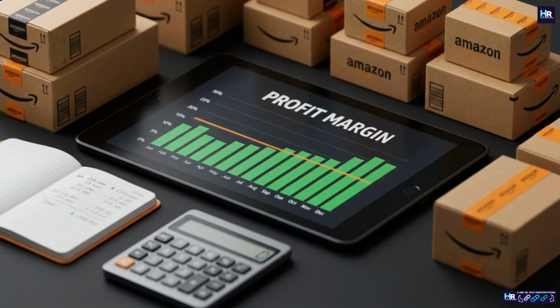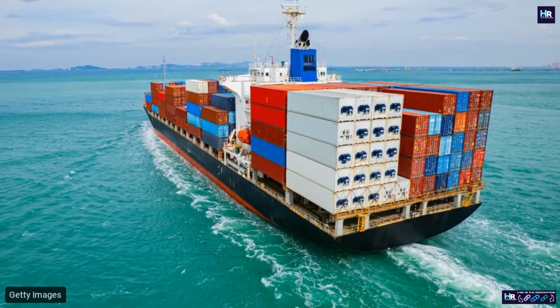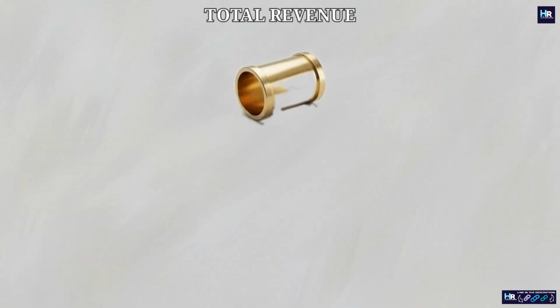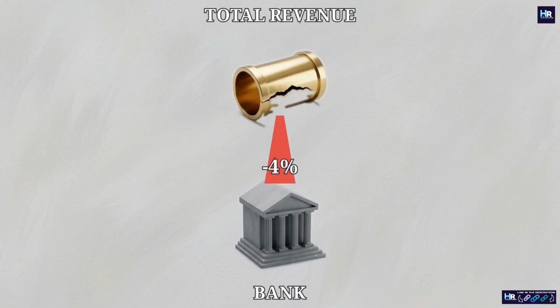You might calculate your product margins down to the cent to ensure your Amazon FBA business remains profitable. But if you are currently selling internationally, there is a quiet leak draining 4 to 5% of your total revenue before the money even reaches your bank account.